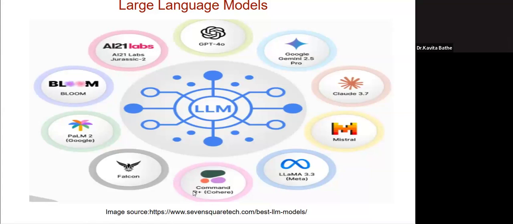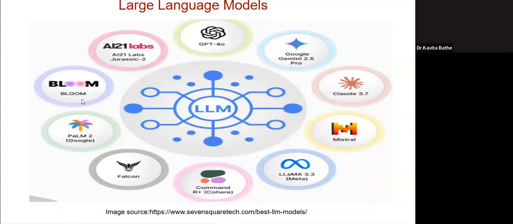Then we have something known as Falcon LLM. It is a decoder-only transformer that can be used, and it also provides you various functionalities. Then we have PaLM 2, which stands for Pathways Language Model. That is the LLM model available through Google, and it is multilingual, and like other models, it has reasonable reasoning capability.